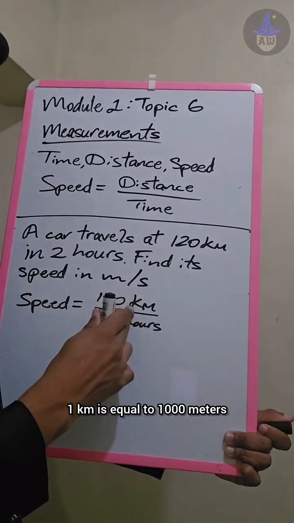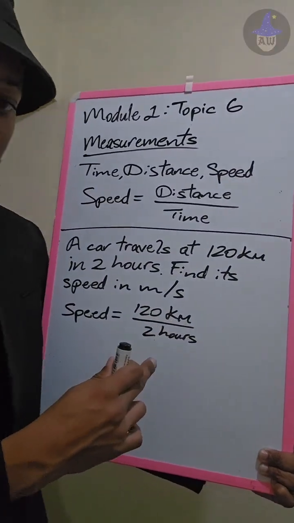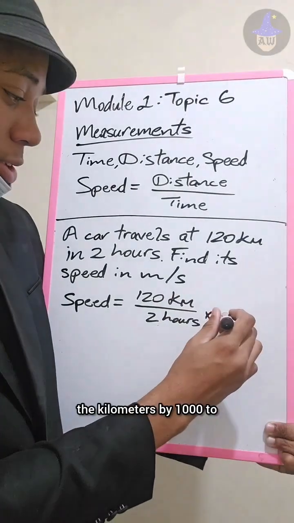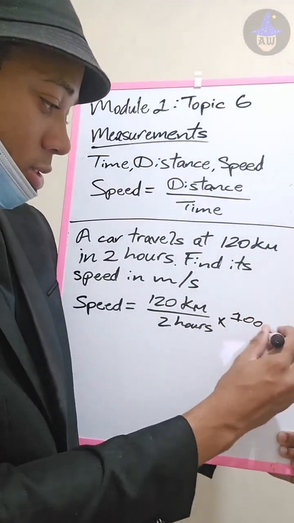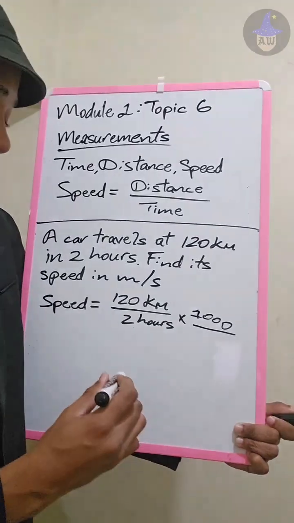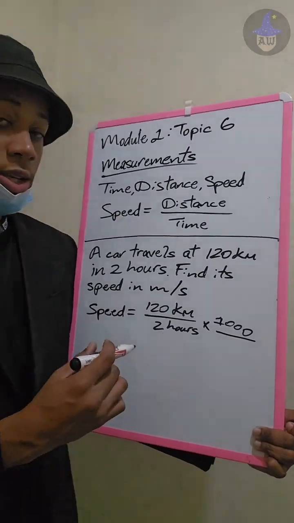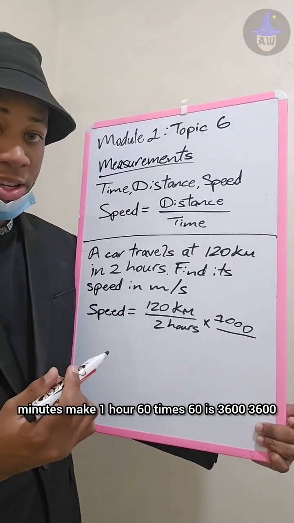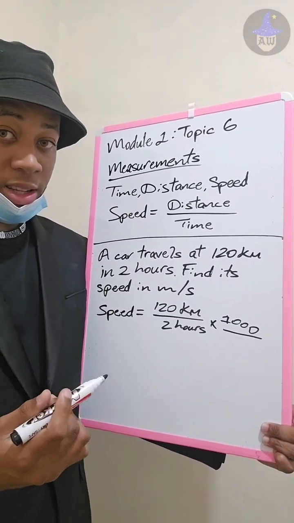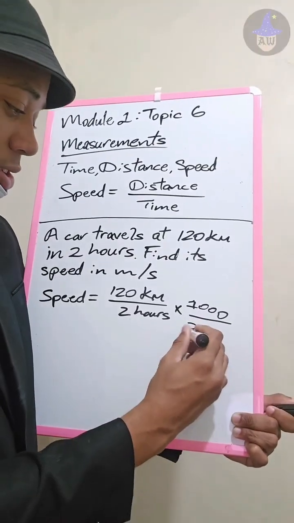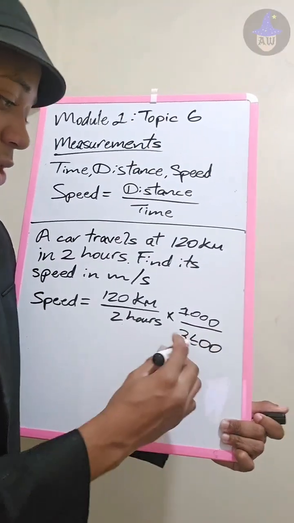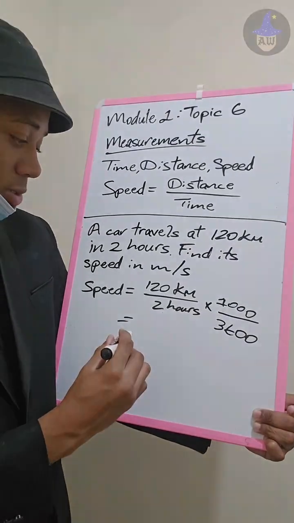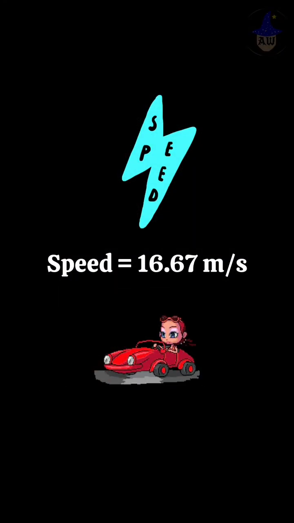Remember, 1 kilometer is equal to 1,000 meters. So I have to multiply the kilometers by 1,000 to convert it into meters. And now 2 hours, 60 seconds. 60 seconds makes 1 minute, 60 minutes make 1 hour. 60 times 60 is 3,600. 3,600 seconds is equal to 1 hour. So after this, the speed is equal to 16.67 meters per second.